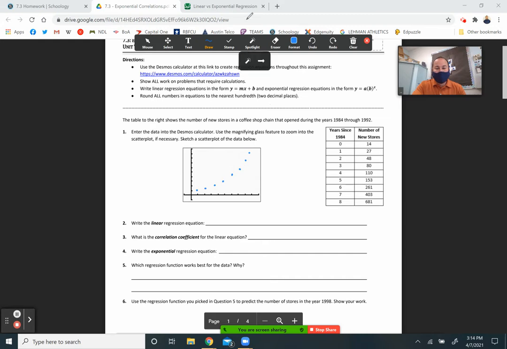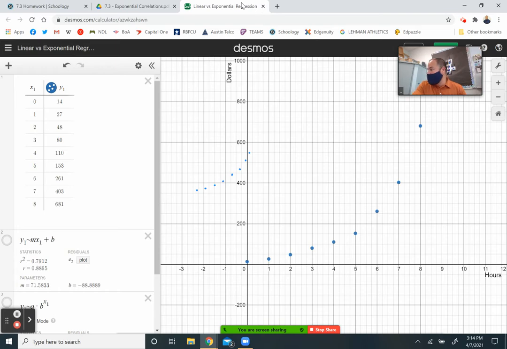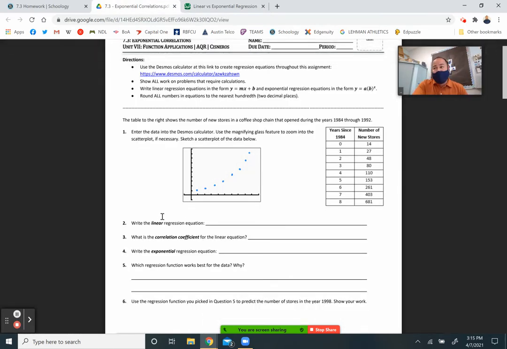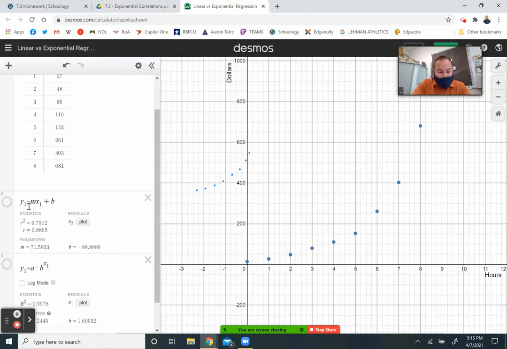Okay. Are you guys at home good for me to keep moving on? Okay, I don't see any objections. Some of you are already moving on, which is great because we did this on Monday. Write the linear regression equation. This is the form we're going to write it in: y equals mx plus b. You see it right there, and I already have the line right here. I just have to put the pieces together.